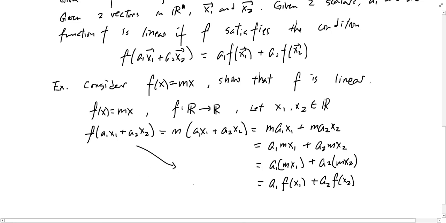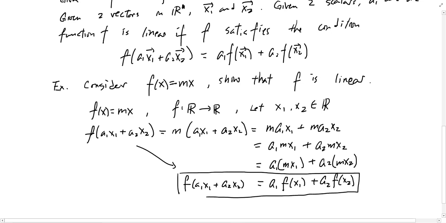So therefore f of a1 x1 plus a2 x2 generates the exact same thing as a1 f of x1 plus a2 f of x2. So in this case, with the function f of x equal to mx, it really doesn't matter if I combine things together first or do them separately. They will give me the exact same result.